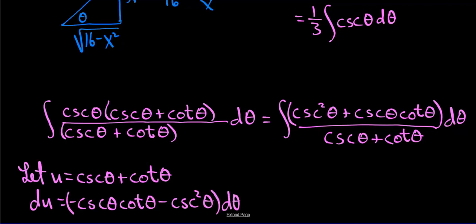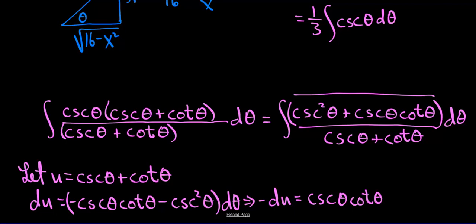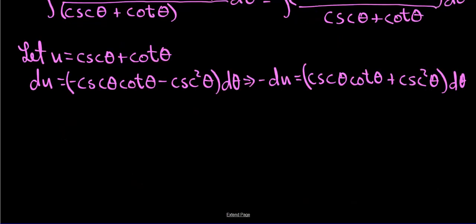Well, that looks an awful lot like what's up top right here. It's a lot like that, except it's positive there. So let me factor out a negative. So here's what I get: negative du is equal to cosecant theta cotangent theta plus cosecant squared theta d theta. In other words, I just divided out the negative. That's what I did. So let's see if we can figure out what the antiderivative of cosecant is then.